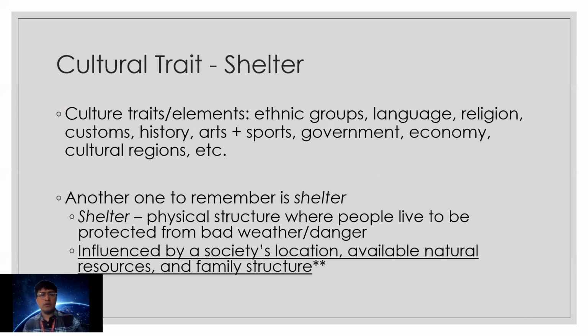All right, so now cultural trait, shelter. We talked about a whole bunch of different cultural traits. I think there were about 9 of them in the last video about culture. So we had ethnic groups, language, religion, customs, history, arts and sports, government, economy, cultural regions, all that good stuff. We only went over 9, but people argue that there's actually more and more. You could almost even make the argument that there's an infinite amount of elements or traits to a culture. But specifically for the CUA, there's a trait we'd like you to know called shelter.